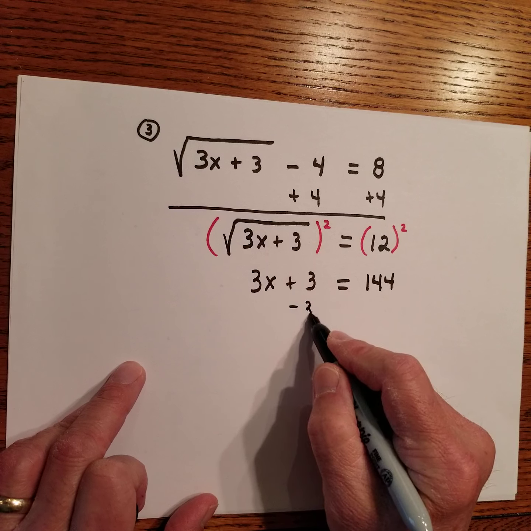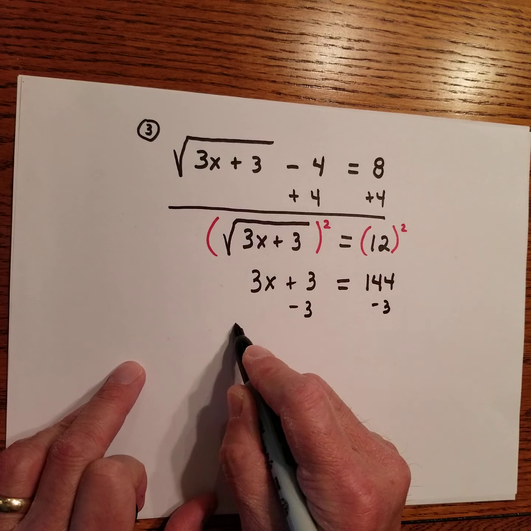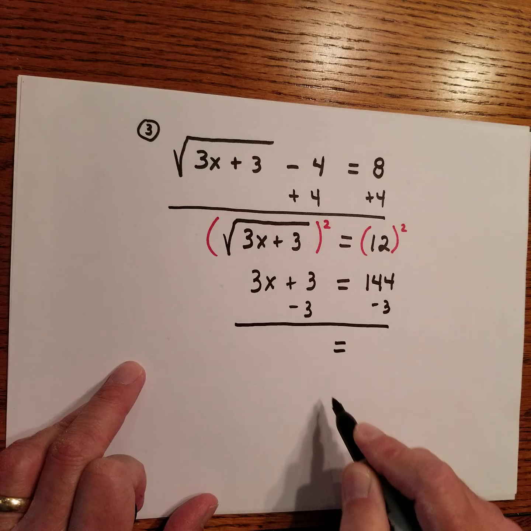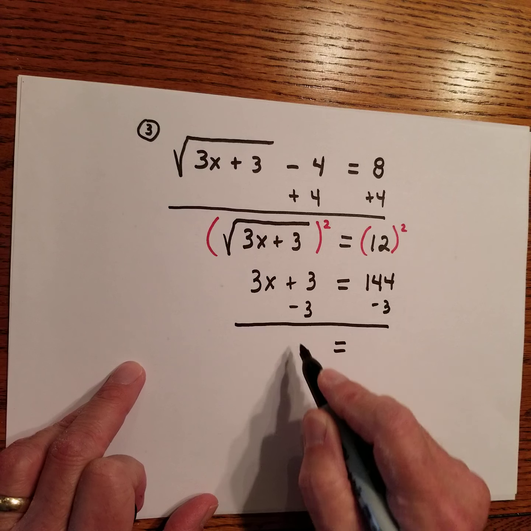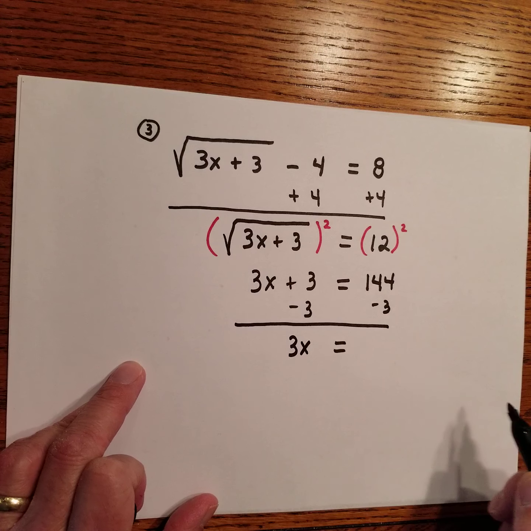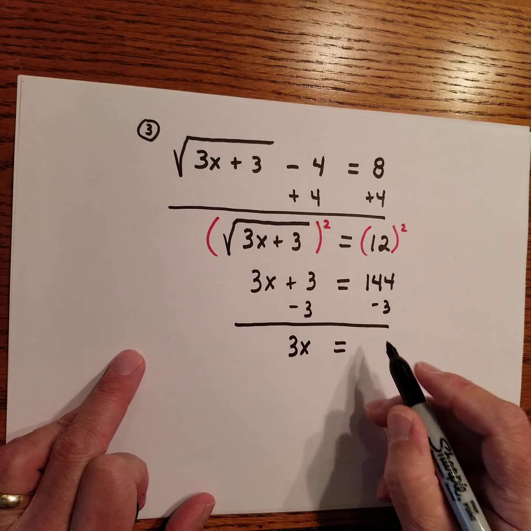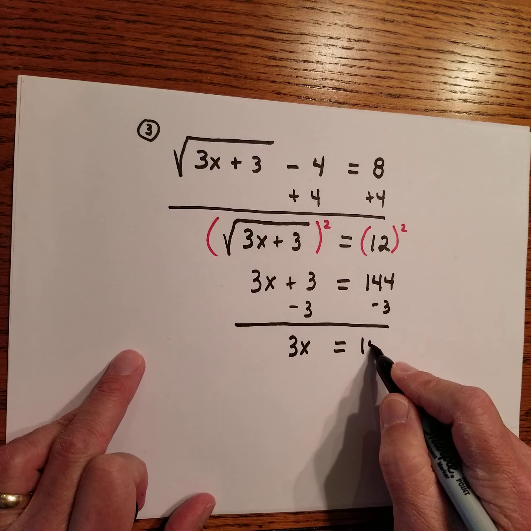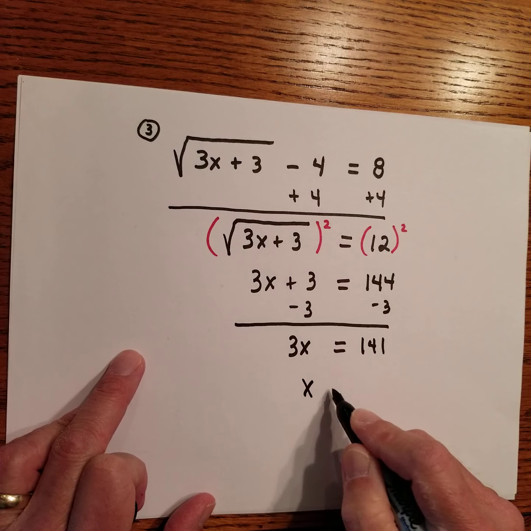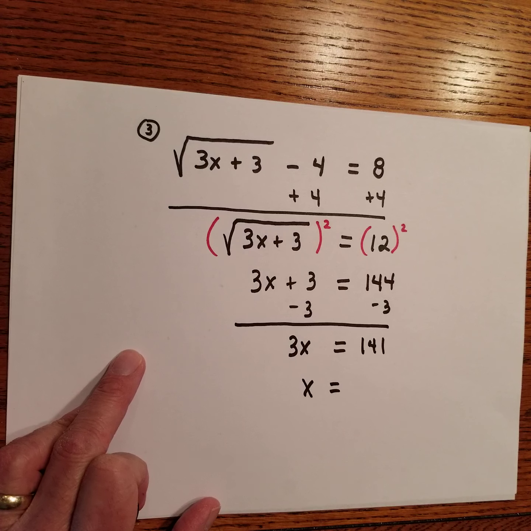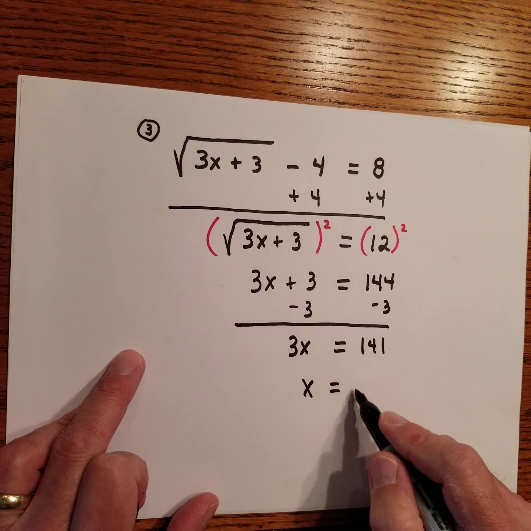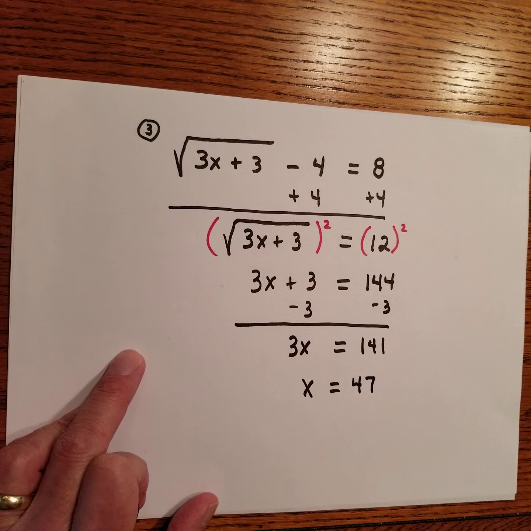Now solve for x. Positive 3 and negative 3 is 0, plus 3x. 144 minus 3 is 141. And 141 divided by 3 is 47.